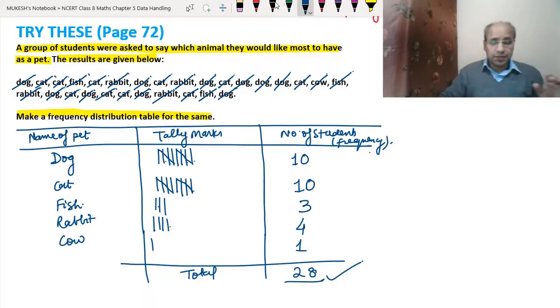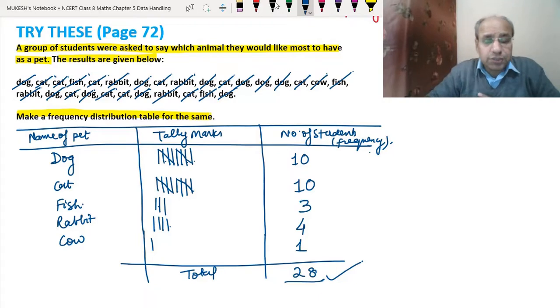Clear? See, we have made the frequency distribution table, but here we have around 20, 28, 30 numbers. That's all. What if the numbers are more? Suppose there are 100 numbers, 50 numbers, 60 numbers, and there are so many numbers also. Here we have just dog, cat, fish. We have just 4 or 5 data. Clear? But what if the numbers are more?